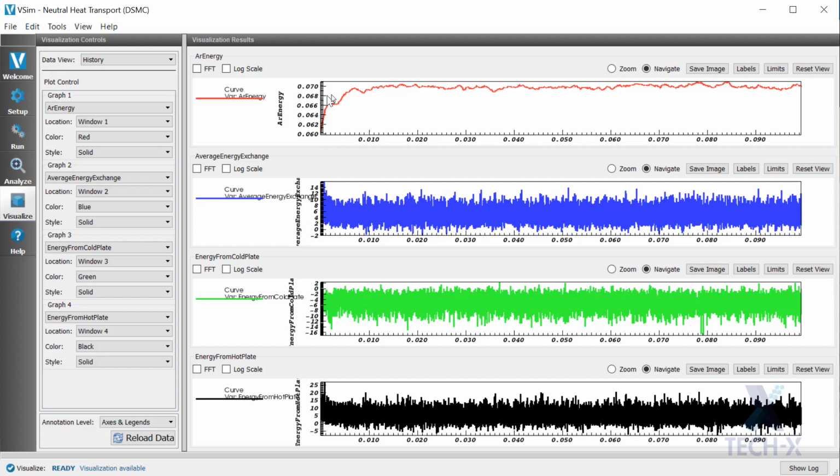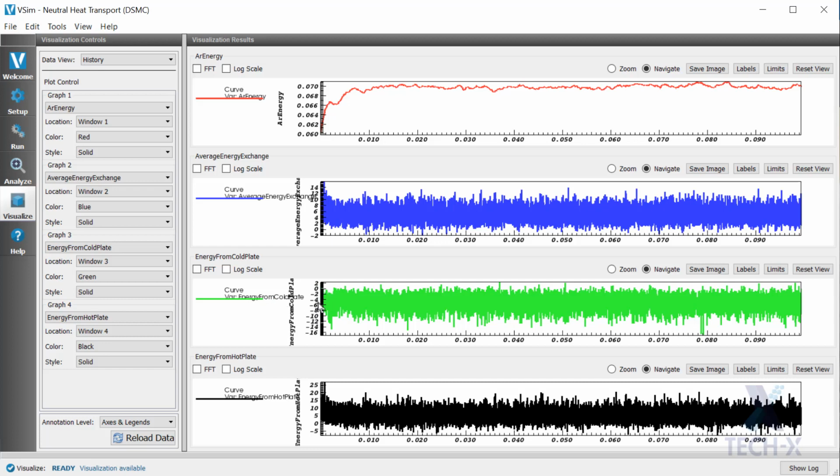And we can see that here, that after just an eighth of our simulation, we've already reached some sort of equilibrium where the argons are giving away just as much energy as they're receiving. And so we have some constant energy across our gas. The more interesting bit is these energies that are exchanged between the particles and the boundary conditions, the plates.